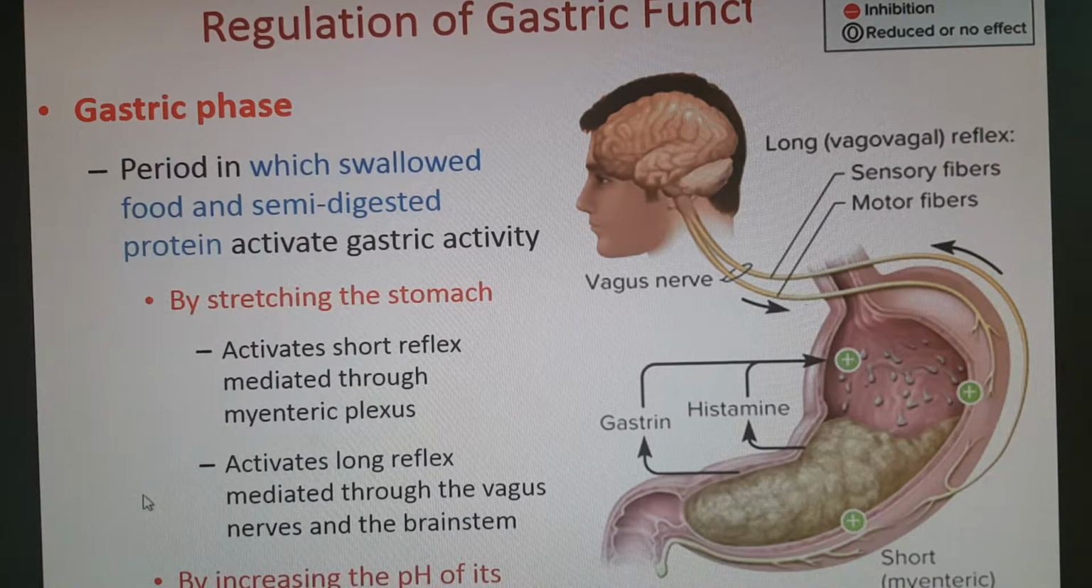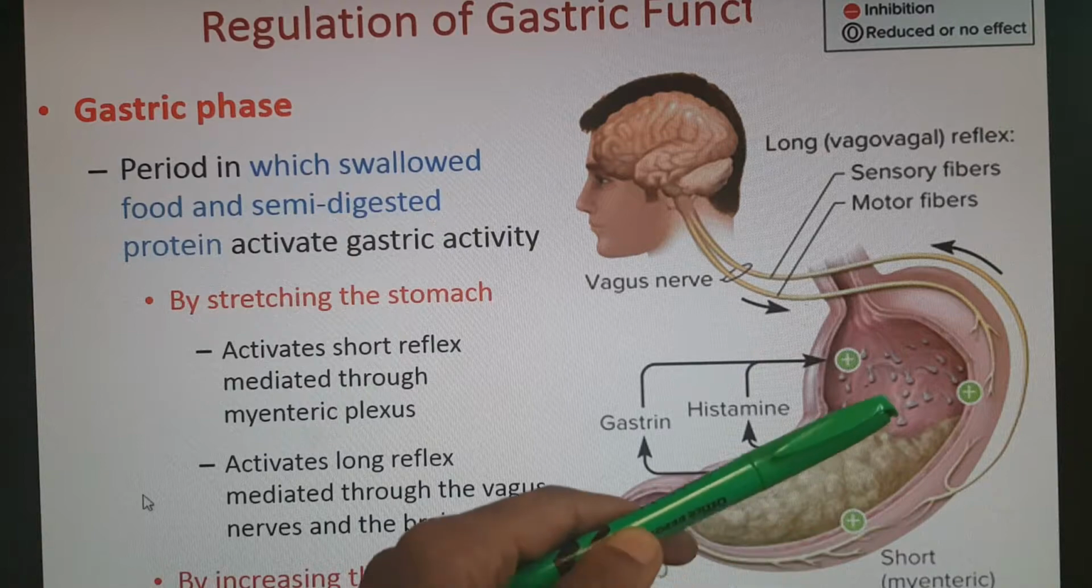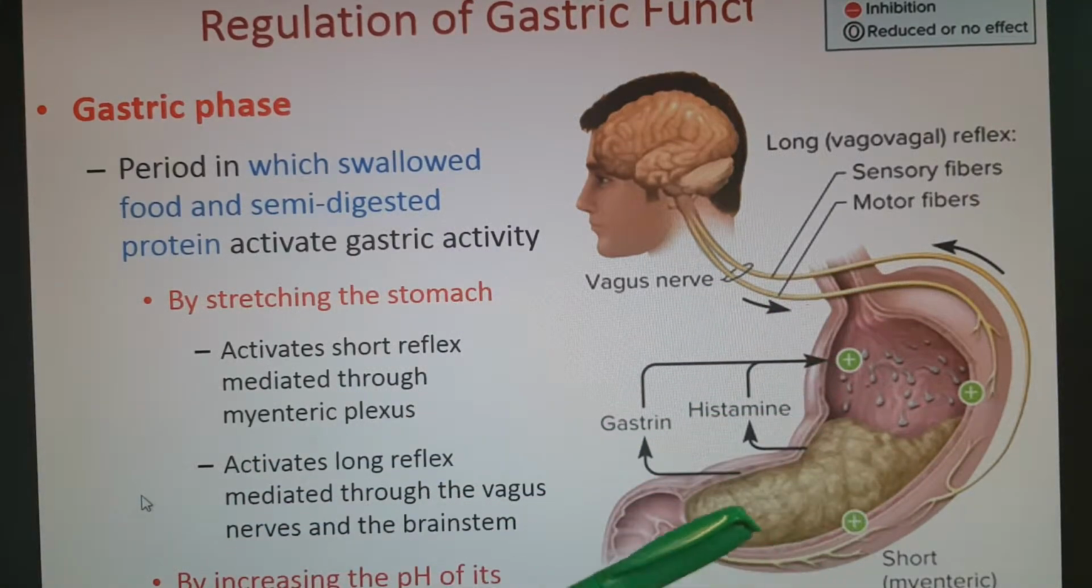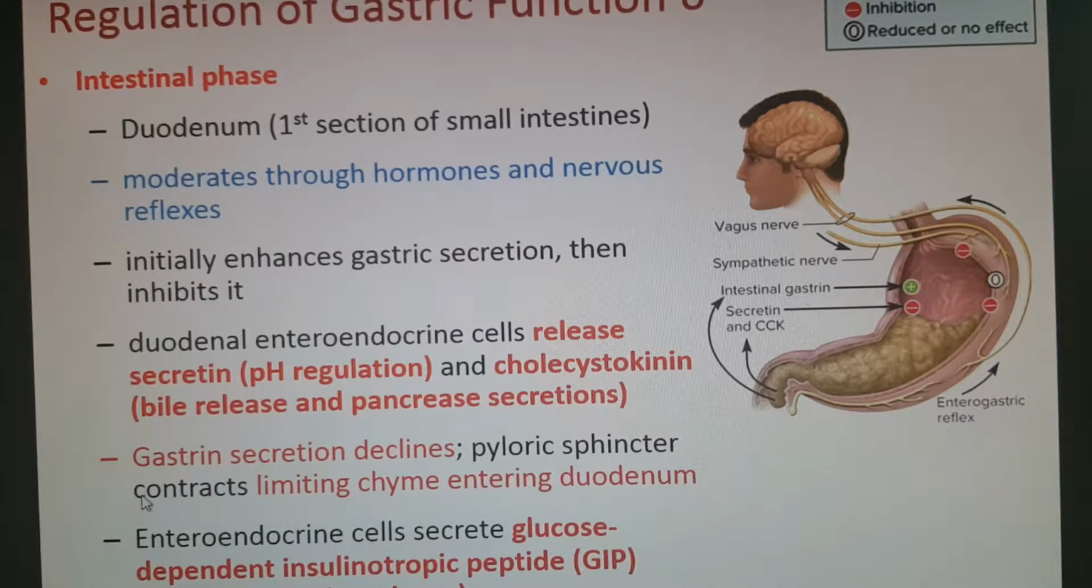Also helps to increase the pH of the stomach. So this should say increase the pH of its content. Sorry, I got cut off. So increasing of the gastric juices flowing so that you have more to mix with the food to help break down the food that was ingested. Then the last phase is your intestinal phase.